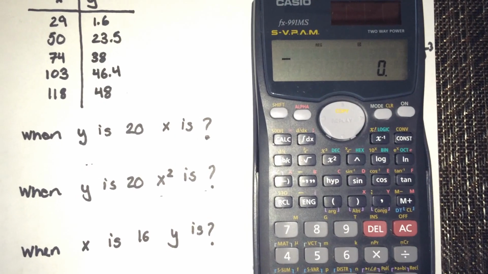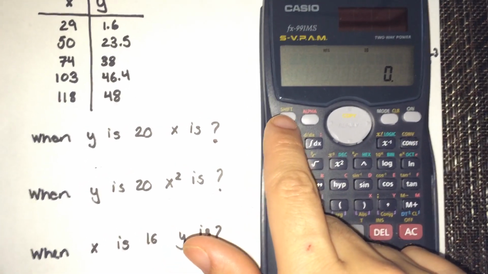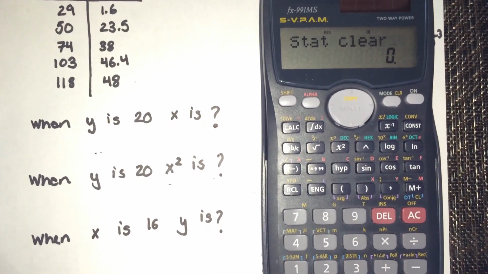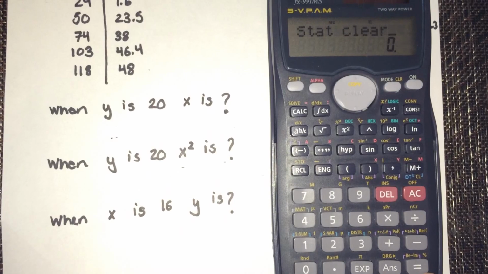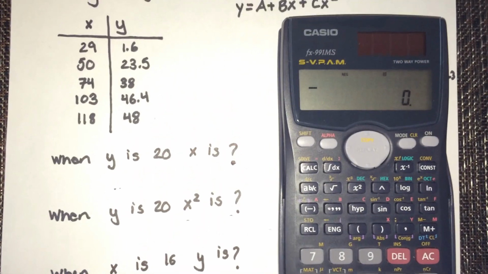There might be data in your calculator from previous entries or from someone else using it, so you want to clear that. So shift, clear, 1. Okay, your data's been cleared. So now we're going to enter our data.